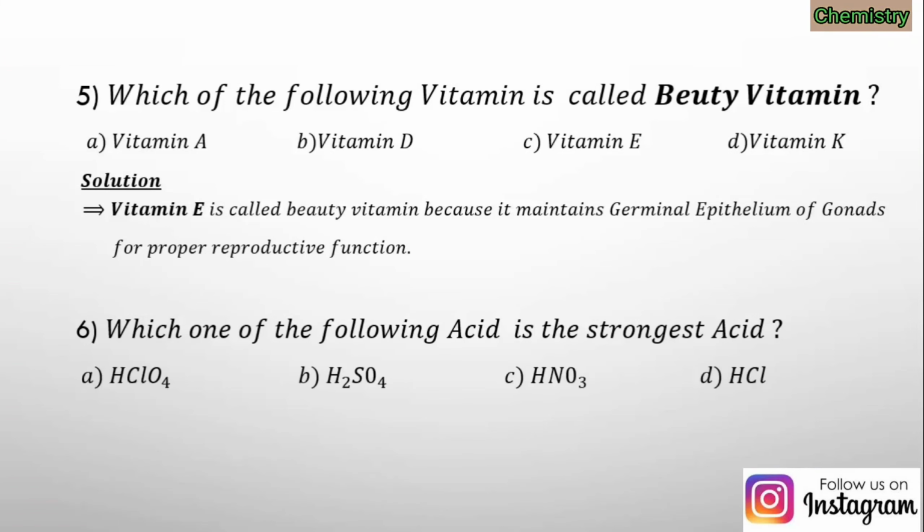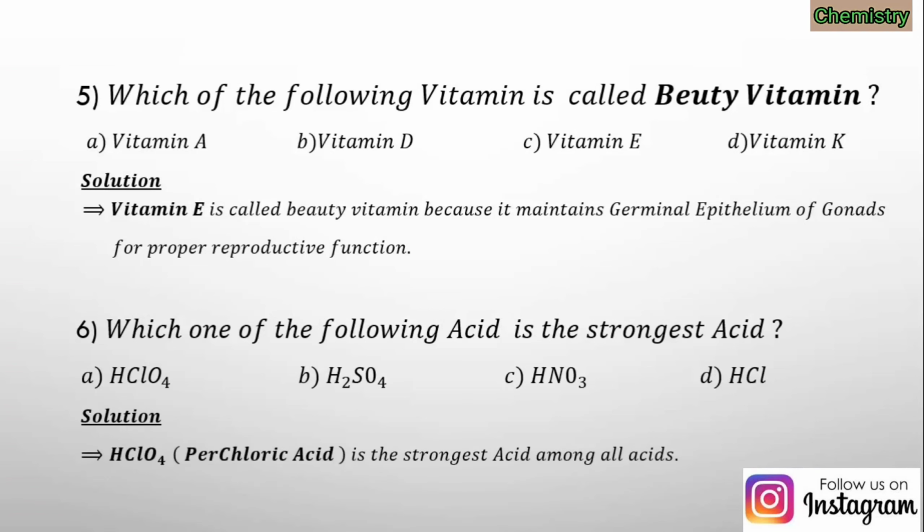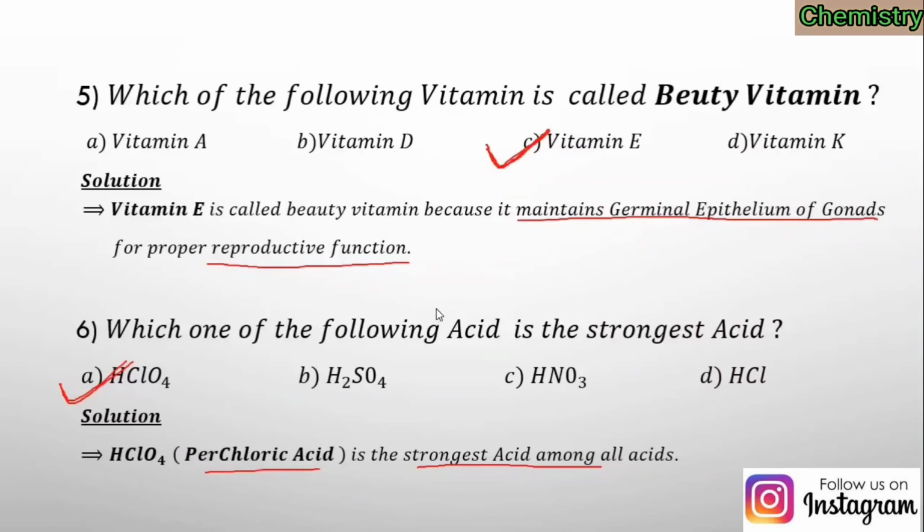Which of the following acids is the strongest acid? This is very easy. Perchloric acid is the strongest acid among the following. If there won't be perchloric acid, then you have to take sulfuric acid, that is H2SO4. Option A is the correct answer. Vitamin E is called beauty vitamin. Option C is the answer. Perchloric acid is the strongest acid among the following.